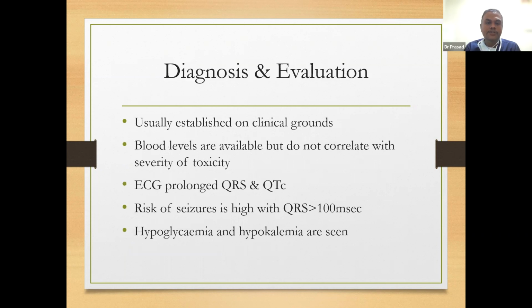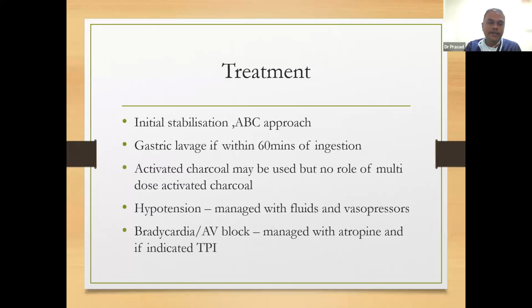Diagnosis and evaluation are usually established on clinical grounds. Blood levels are available but do not correlate with severe toxicity. On ECG, prolonged QRS and QTc intervals can be seen. Risk of seizures is high with a QRS of more than 0.1 second. Hypoglycemia and hypokalemia are the most common findings that we see in electrolyte abnormalities.